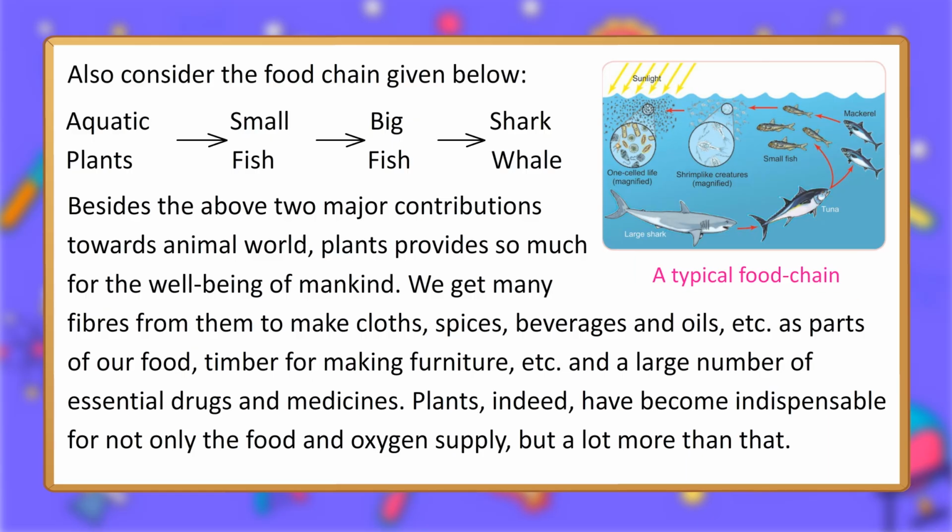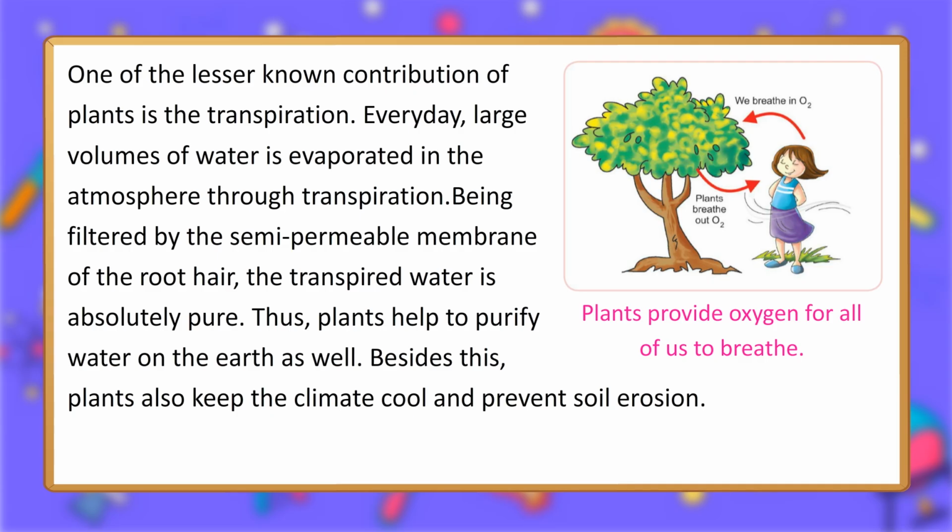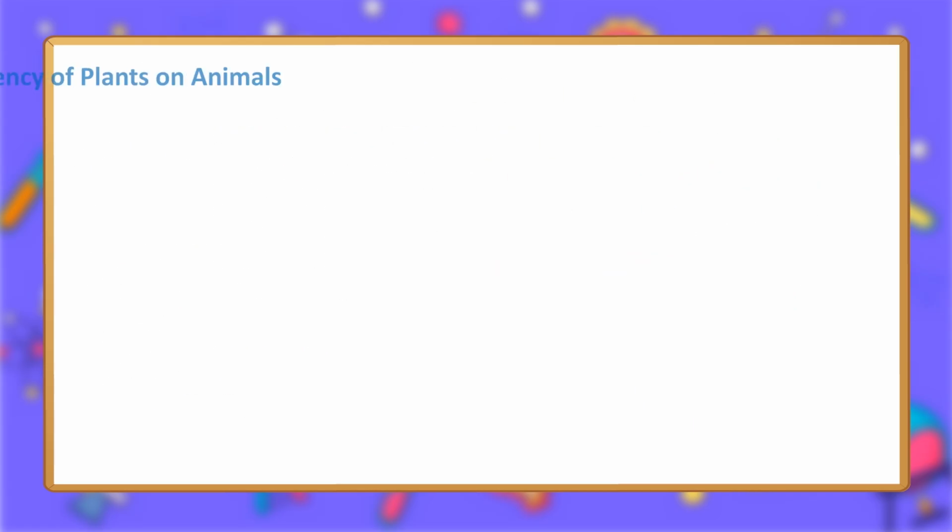One of the lesser known contributions of plants is transpiration. Every day, large volumes of water are evaporated into the atmosphere through transpiration. Being filtered by the semi-permeable membrane of the root hair, the transpired water is absolutely pure. Thus, plants help to purify water on the earth as well. Besides this, plants also keep the climate cool and prevent soil erosion. Plants provide oxygen for all of us to breathe.